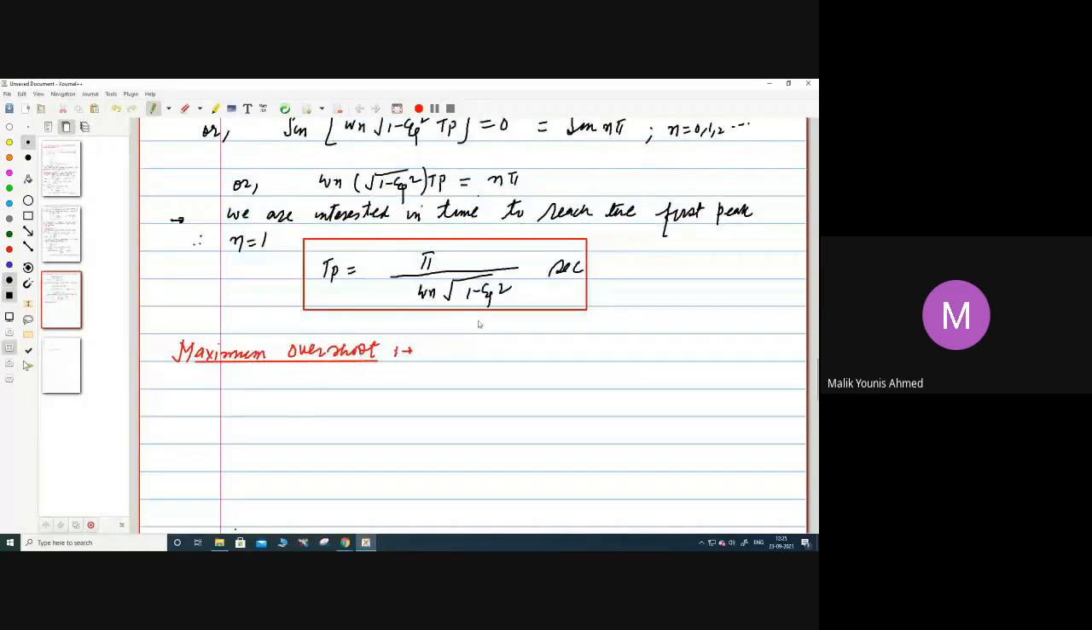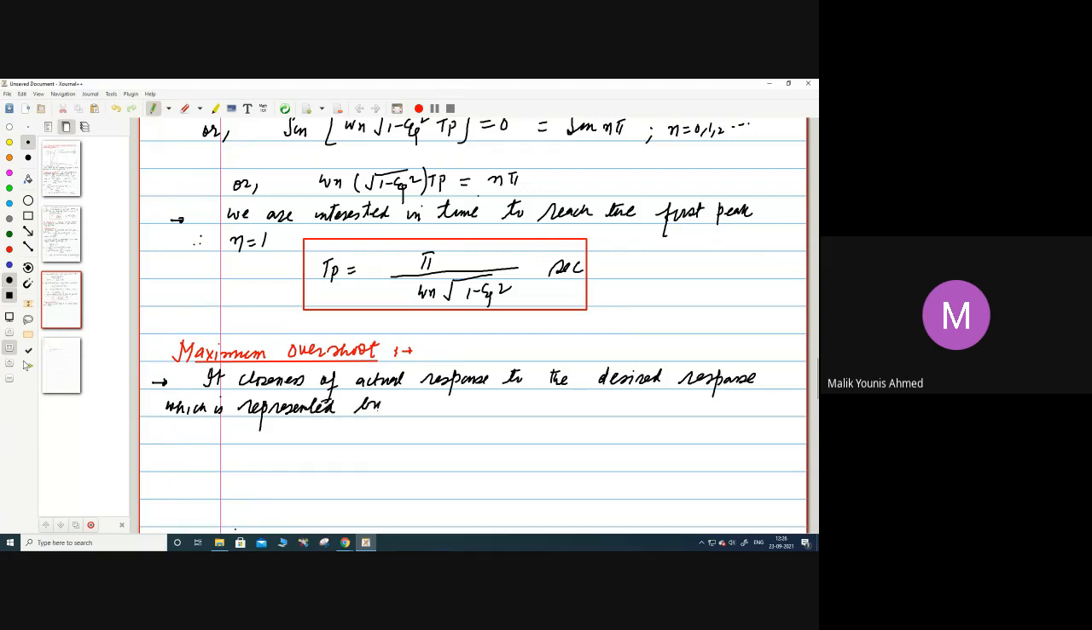So we'll be writing that. If we talk about the practical terminology, it is the closeness of the actual response to the desired response, which is represented by the maximum overshoot.